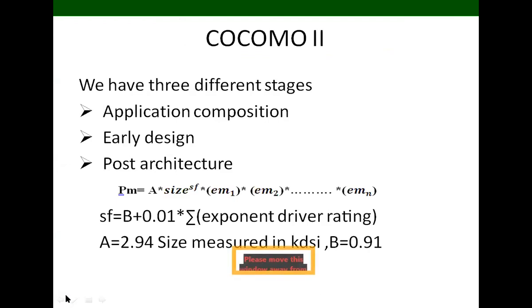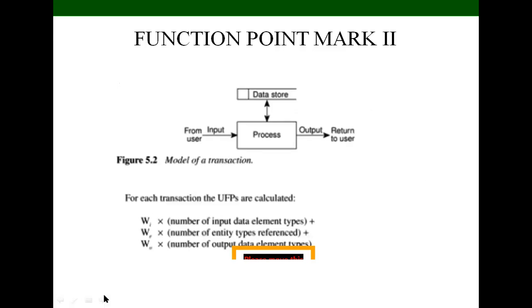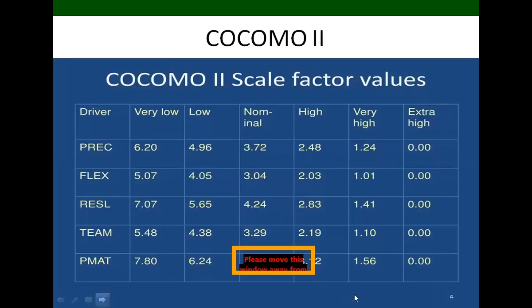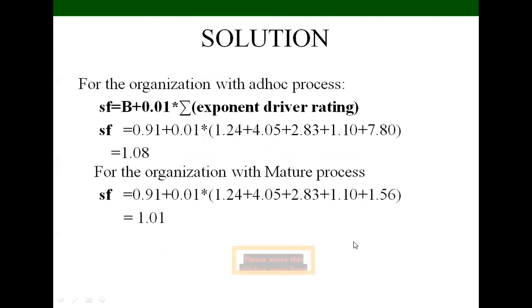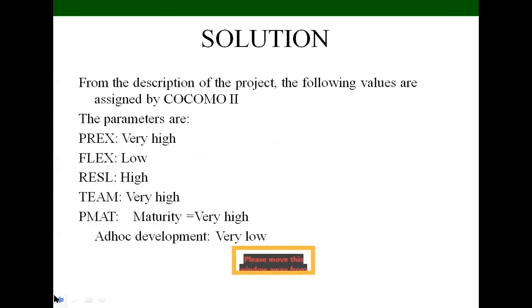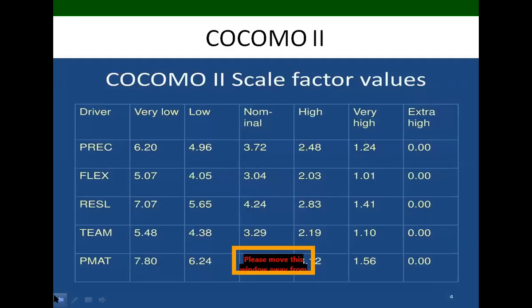So ADOC, see here ADOC. See the table here, ADOC. By using these table values, substitute here. 1.56 is very high. Very low means 7.80. First we have to take 7.80 very low, then we have to take 7 point very high.